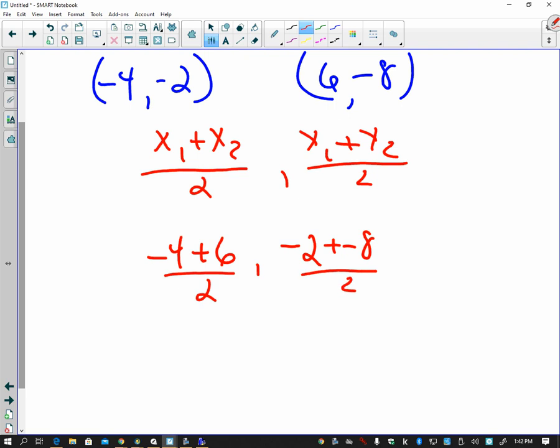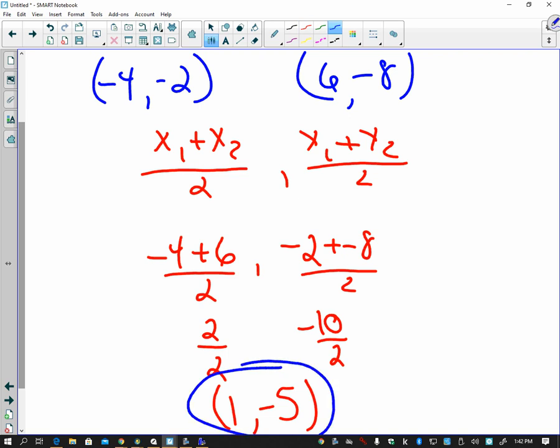Let's try to simplify. What's negative 4 plus 6? 2. 2 divided by 2, which is 1. Okay. What's negative 2 plus negative 8? Negative 10 divided by 2. Negative 5. Okay. So my coordinate is 1, negative 5. Good. We got that down? All right.